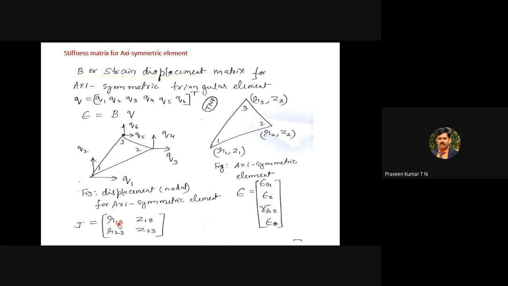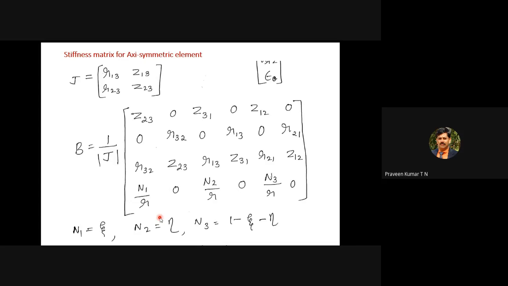We have R13, which is a short form. R13 is nothing but R1 minus R3. Imagine this is R1 and this is R3. The radius at node 3 is R3 and the radius at node 1 is R1. Similarly, Z13 is Z1 minus Z3, the Z coordinate at node 1 minus the Z coordinate at node 3. Once you know the coordinate points, we can get the Jacobian matrix. This is the B matrix that we have already discussed.